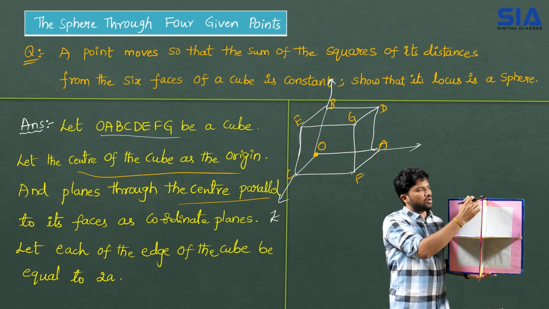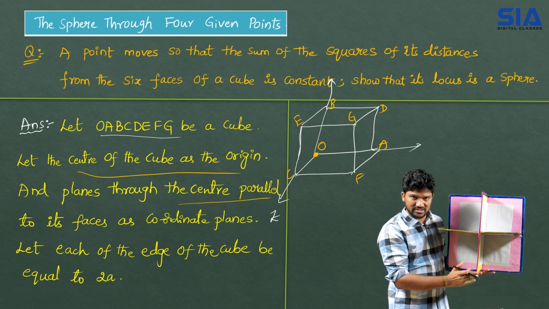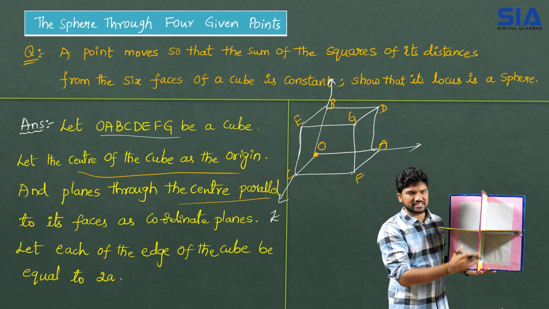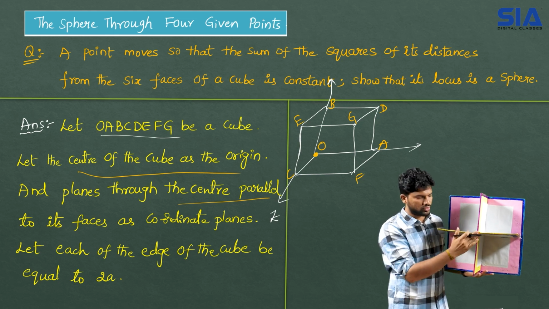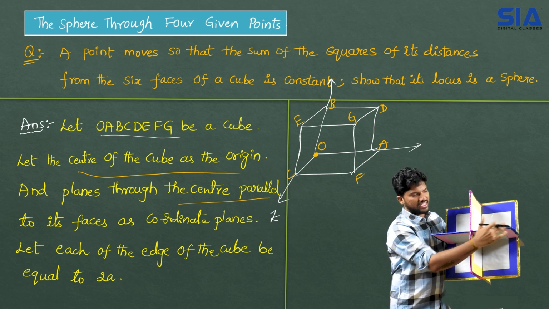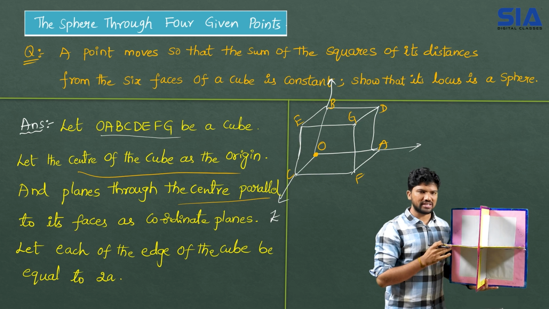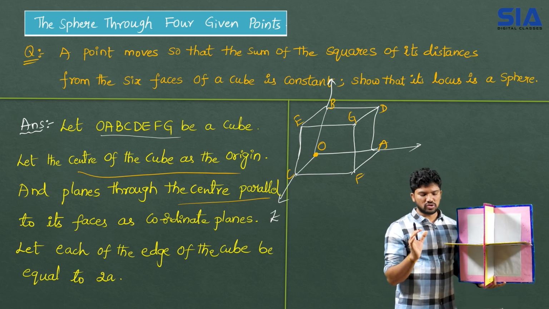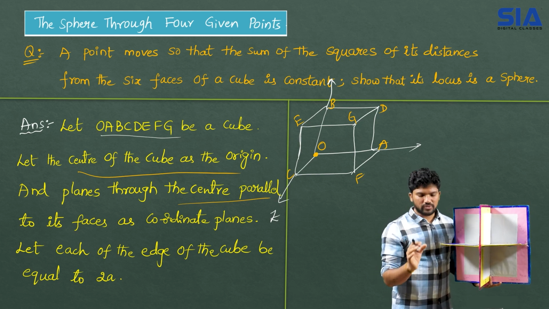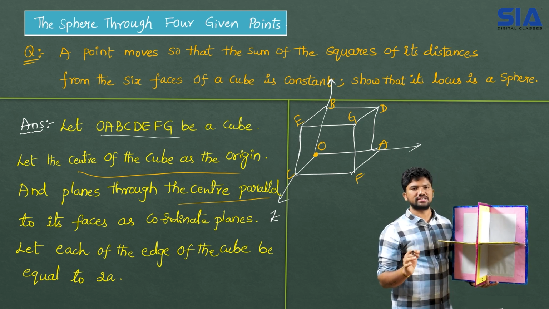Now if you take this as the origin, and this one as the y-axis, from 0 to this point is also a, and from the origin downwards is minus a. A plus a, this value is also 2a. And if you see the z-axis, a and minus a, this is also 2a. Now what we are saying: a point moves so that the sum of the squares of its distances from 6 faces of a cube is constant.